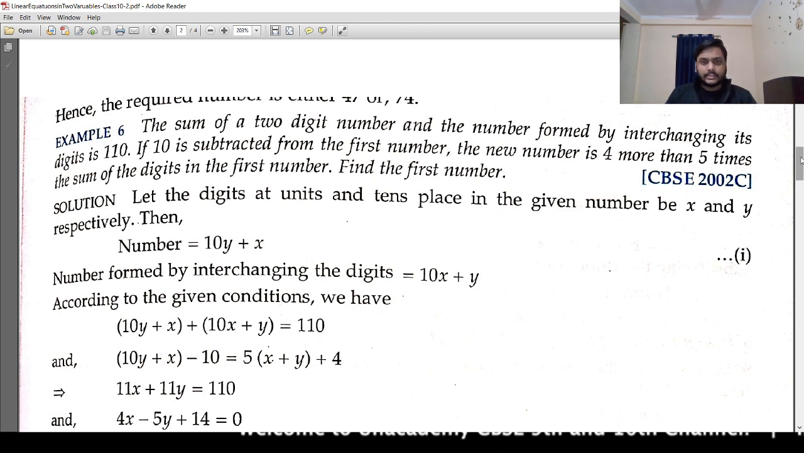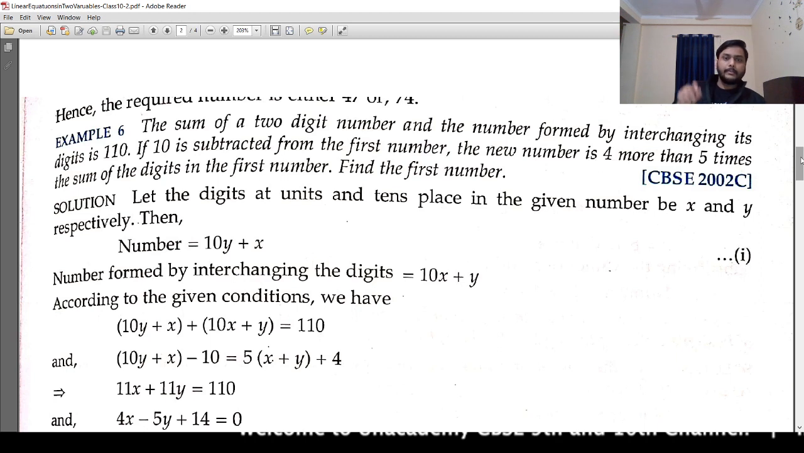What the question is saying is that I have a 2-digit number, and if I interchange the digits of that number, the number that is formed, when added to the original number, gives 110. Which means the addition of my number with the number formed after interchanging the digits is 110.